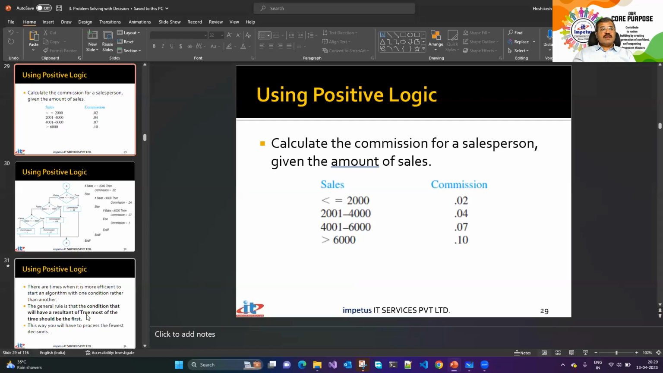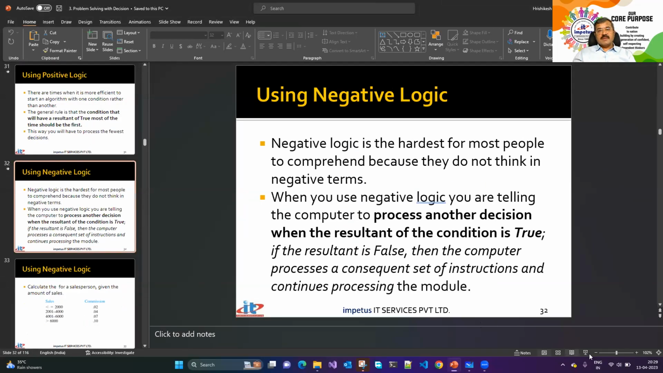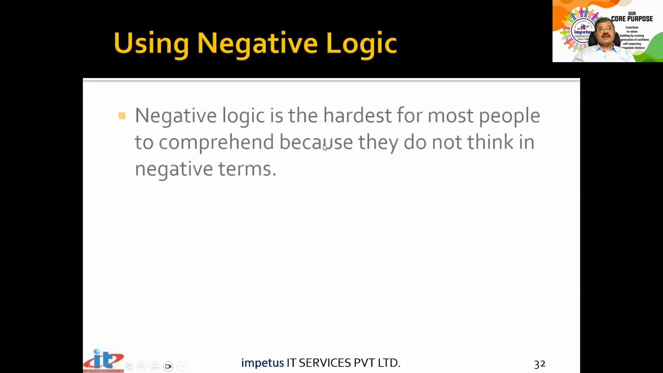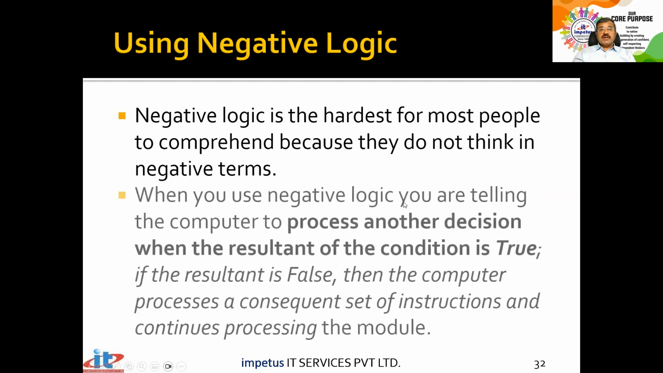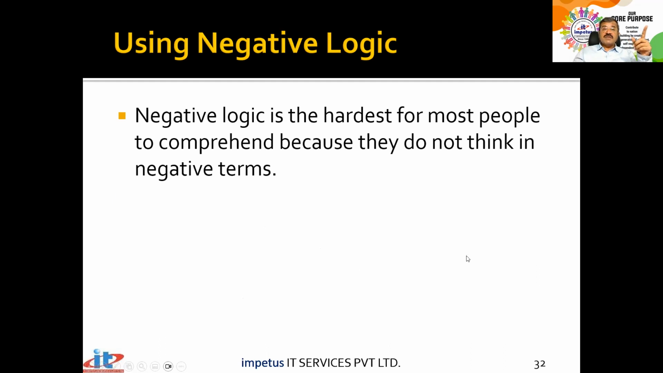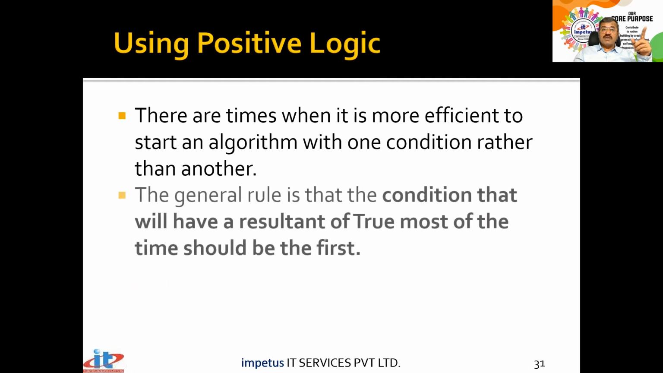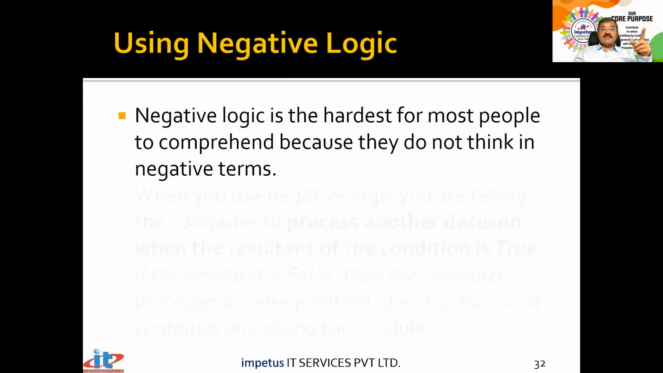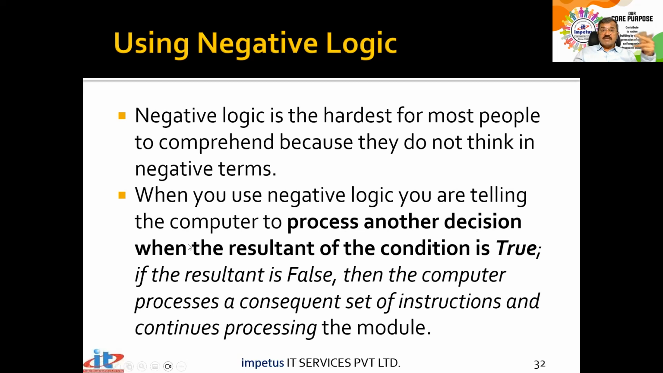Okay. Now, let's look at what the negative logic says, and then let's try and convert it. It is the hardest for most people to comprehend because they do not think in negative terms. When you use negative logic, you are telling the computer to process another decision when the resultant condition is true. We're saying check for the next condition if the first condition is true. Last time we said check for the next condition if the previous condition is false. So here we are saying process another decision, that means check for the next condition when the resultant condition is true. If the resultant is false, then the computer processes the subsequent set of instructions and continues the further processing of the module.